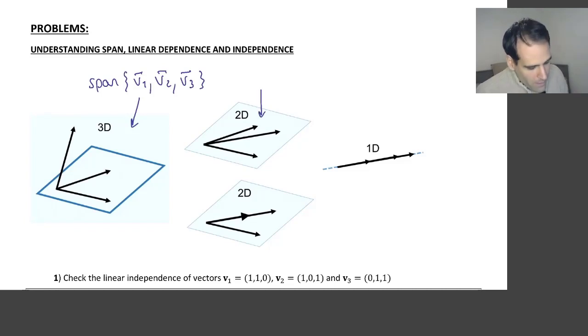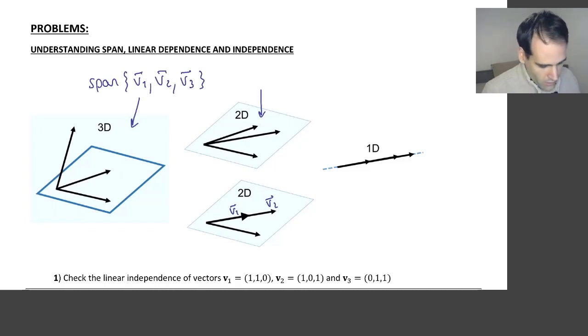Or maybe 2 of them are parallel, one parallel to the other, like here, v1 parallel to v2. And v3, therefore, is not enough to provide 3 degrees of freedom, three dimensions. So the span is still 2 dimensions. Or maybe the 3 of them are all parallel to each other, and then they only span a 1-dimensional line. So how does this look in an actual problem, when I give you 3 actual vectors with numbers?